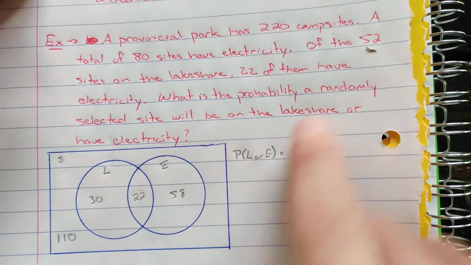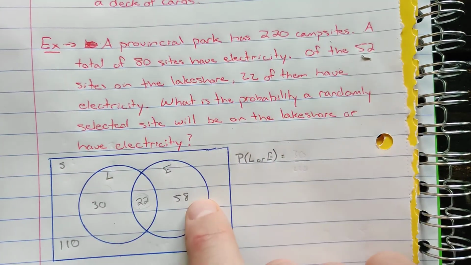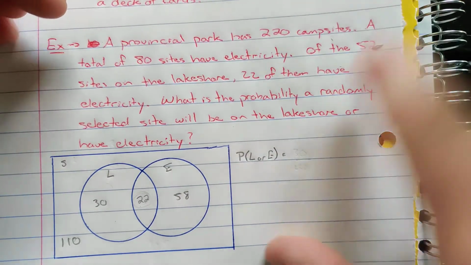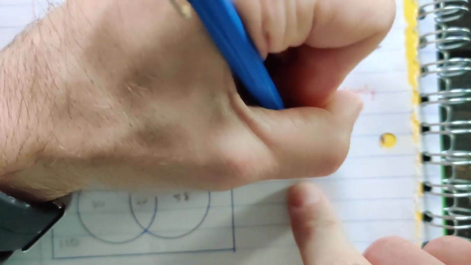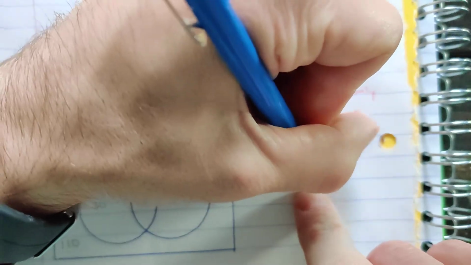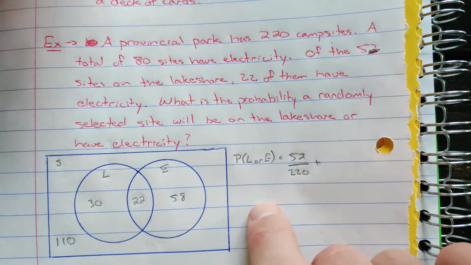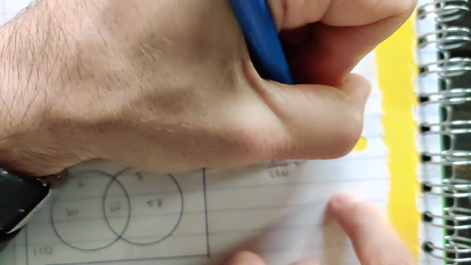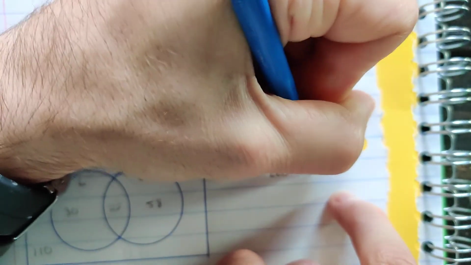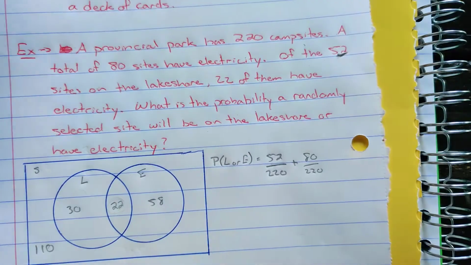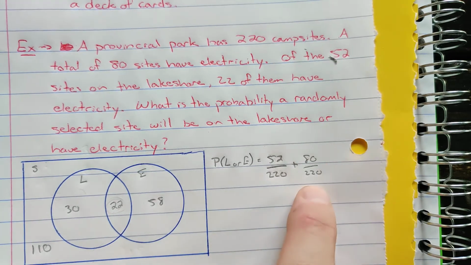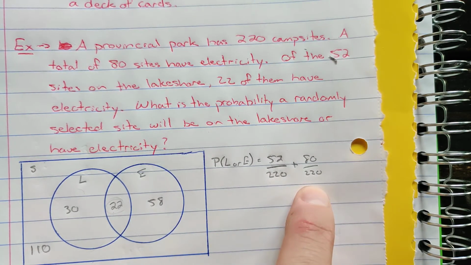So if we ignore the diagram for a minute, we have 52 sites on the lakeshore. So 52 out of 220. Plus, there are 80 sites with electricity out of 220. So there's the probability of being on the lakeshore, and there's the probability of having electricity.